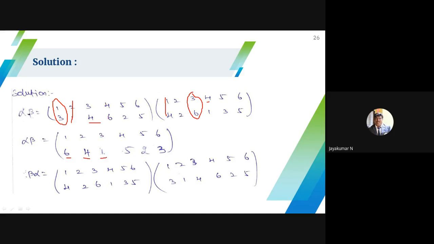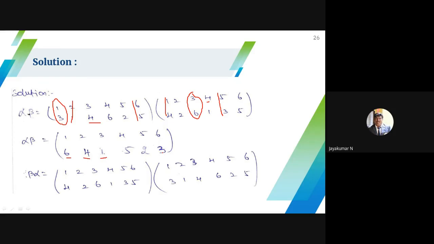Similarly 4 maps onto 6, and 6 maps onto 5, so finally 4 maps onto 5. 5 maps onto 2, and 2 maps onto 2, so finally 5 maps onto 2. 3 maps onto 6, and 6 maps onto 5, then 5 maps onto 3. So 6 maps onto 3. So in this composition I used the left to right method.